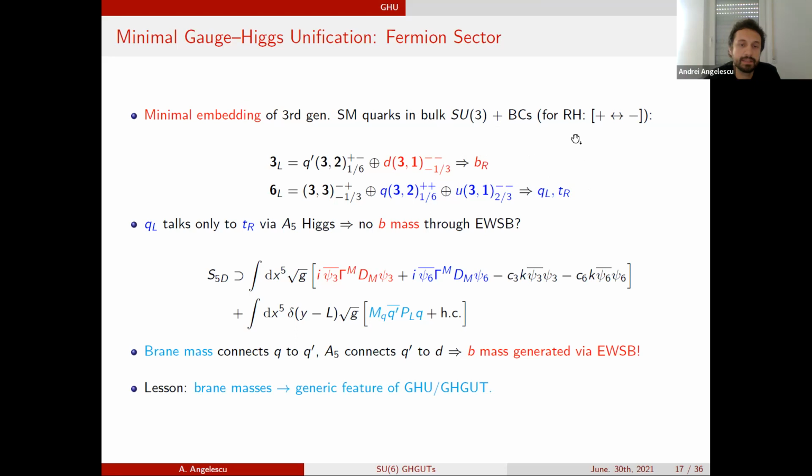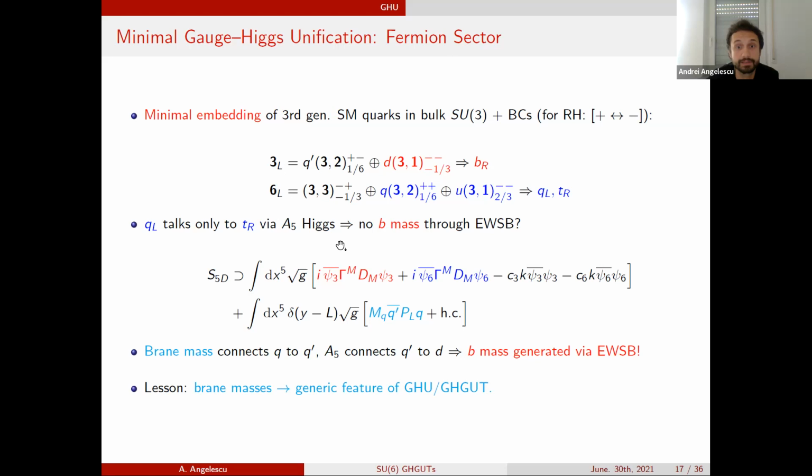However, there's a problem here, because when you write down the interactions of these fermions with the Higgs, you have to write them as a 5D covariant derivative, because remember, A5 is part of the 5D gauge field. You end up with a phenomenological problem: the Higgs connects these two, so that assures that the top gets its mass from electroweak symmetry breaking, which is what we observe. But the Higgs fails to connect the quark doublet with the right-handed down quark, because they are part of separate multiplets.